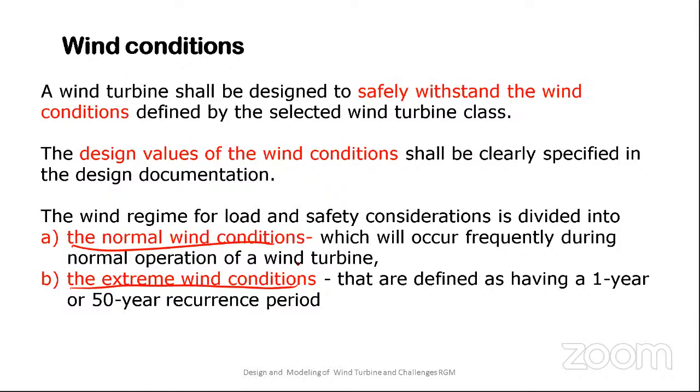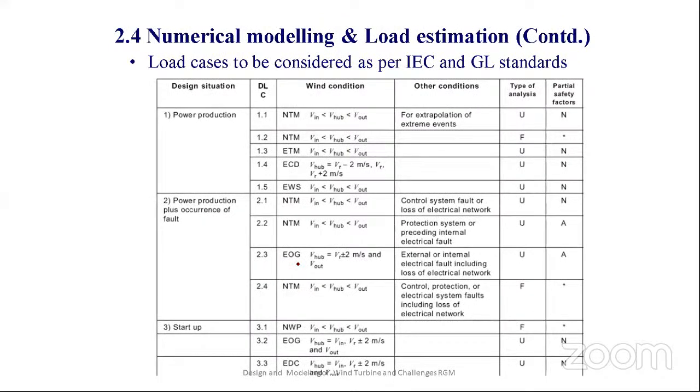So which will occur frequently during normal operation of the wind turbine. Extreme wind condition means the 50-year wind condition: what is the 50-year wind, and how does it change the wind condition? That is the extreme wind condition. So for the numerical modeling, we have to analyze the ultimate stress and the fatigue stress.